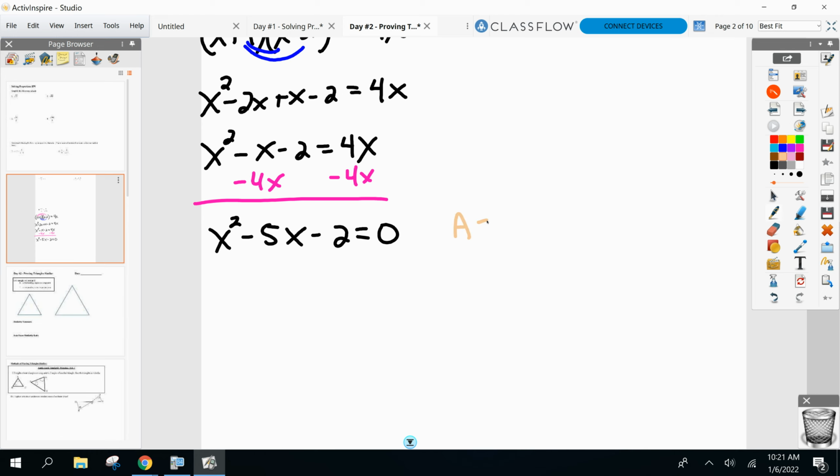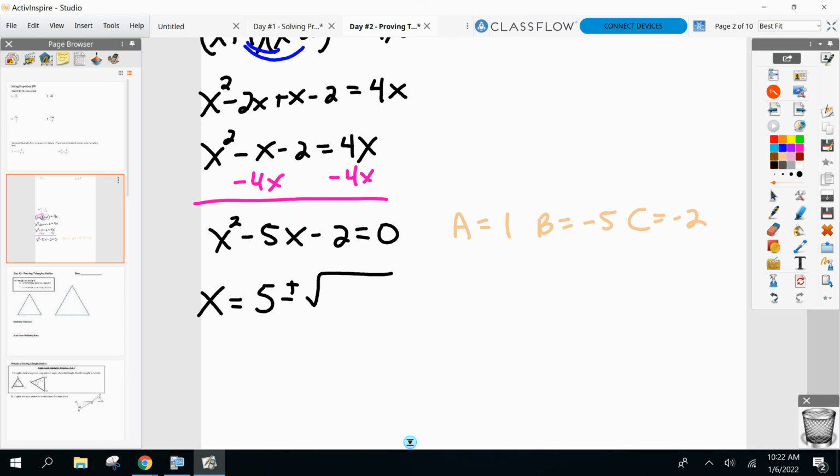So A, what do you got for my A? 1. B, -5. C, -2. All right, go to the formula. I'll give it to you on the quiz next week. What's my negative B value? +5, plus or minus, square root of.